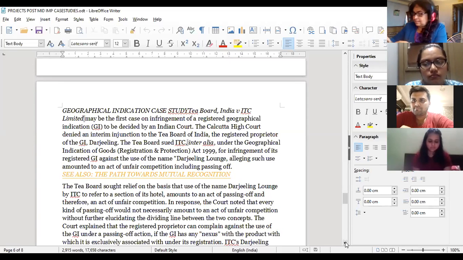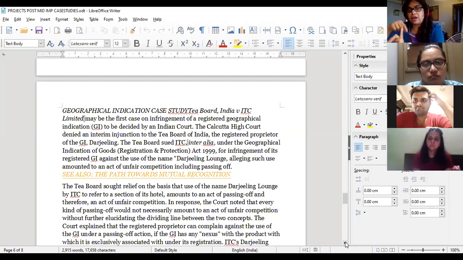So that is a very, very important case study wherein for the first time we had a case on geographical indication. So in IPR, your faculty who is given the task of preparing questions on IPR may ask a geographical indication case study, or maybe a trademark case study, or maybe passing off.